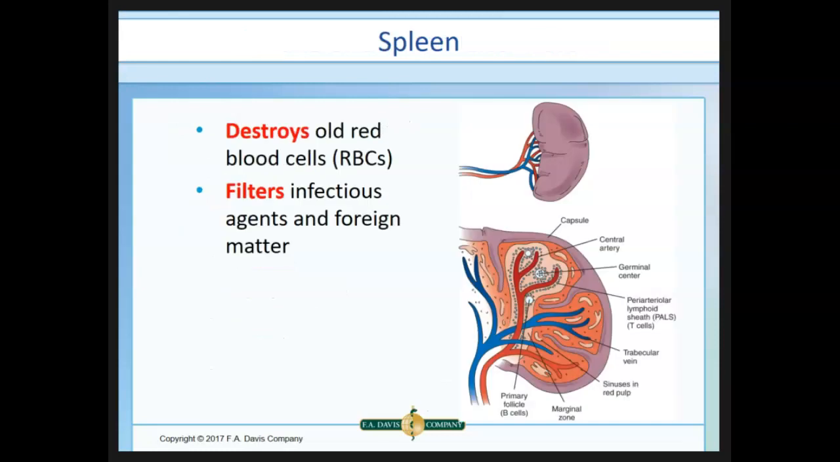The spleen, in particular, its job is to destroy old red blood cells. You're going to learn in your courses that the red blood cell has a lifespan of 120 days. So what happens at the end of that 3 months when a red blood cell dies? It is filtered out by the spleen, and some of it's even recycled. I know, spoiler alert. It also filters infectious agents and foreign matter. So the job of the spleen is to destroy red blood cells and filter the bad stuff that's coming into our body.